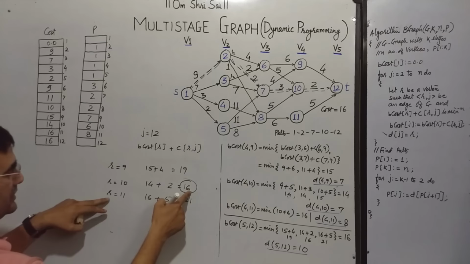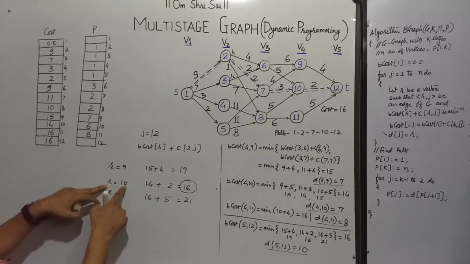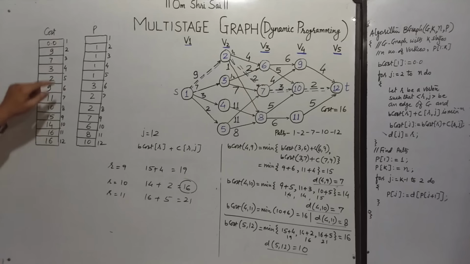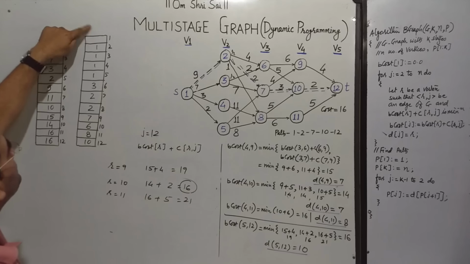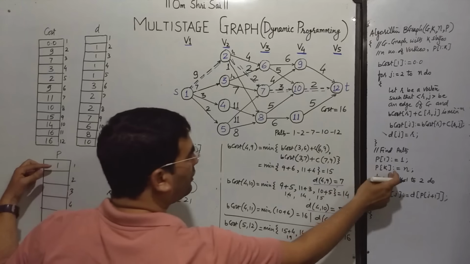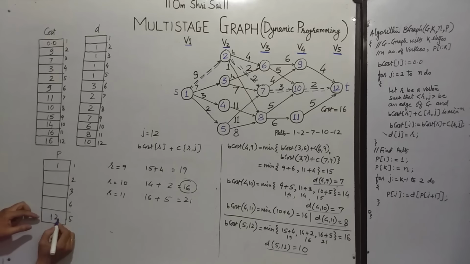So we will update the cost of 12, that is j is equal to 12, as 16. And this 16 is due to r is equal to 10. So we will update over here. So r will be 10. Actually this is not p, this is actually d. So for path p, there will be 5 entries only because this is a 5-stage graph. That is, this is p basically. P of 1 is 1. P of k, that is 5, is equal to 12, that is well decided.